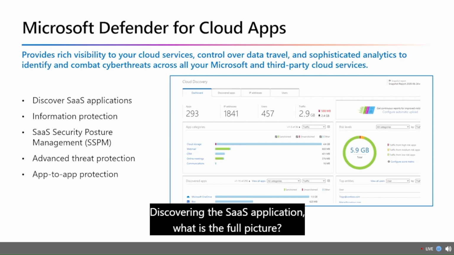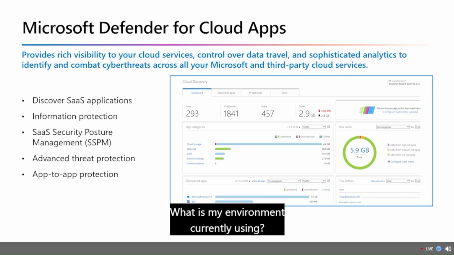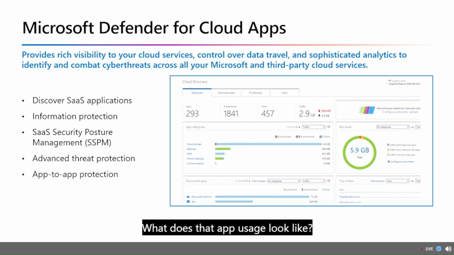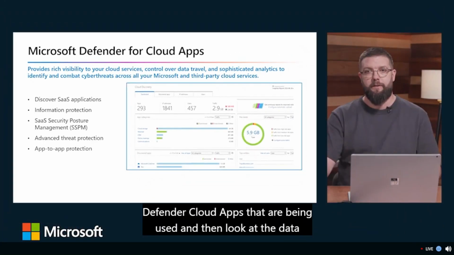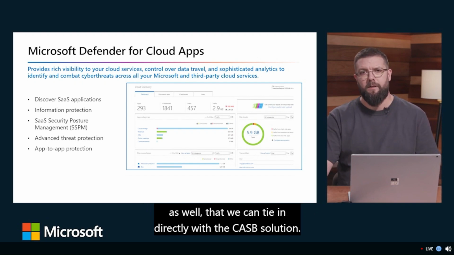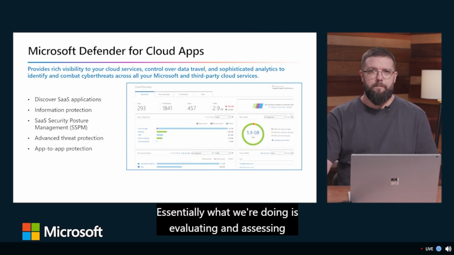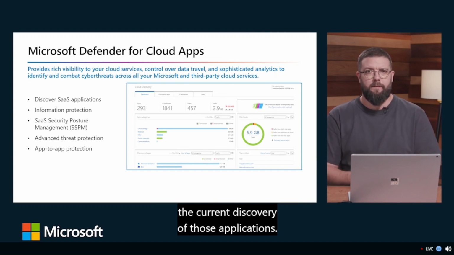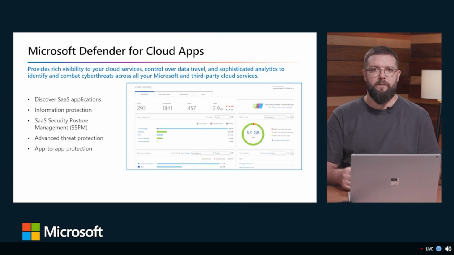So, discovering the SaaS applications, what is the full picture? What is my environment currently using? What does that app usage look like? Who has access to it? What are they doing with it? We can identify those cloud apps that are being used, and then look at the data based on the assessment of network traffic and extensive app catalogs that we can tie in directly with the CASB solution.